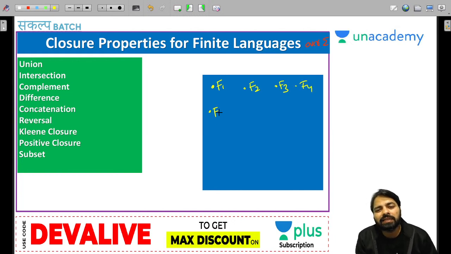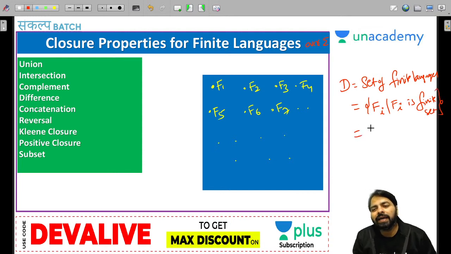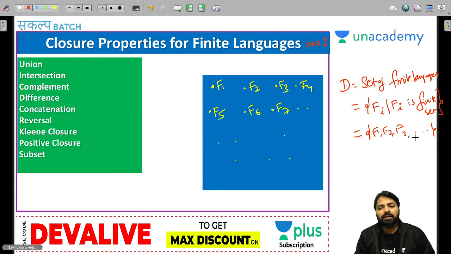These are not numbers. What are they? Every finite language is inside the domain. Our domain D is the set of finite languages over sigma. D is equal to the set of Fi such that Fi is a finite language, so that I get all of them: F1, F2, F3 and so on. Now I have a domain in which every finite language is present.